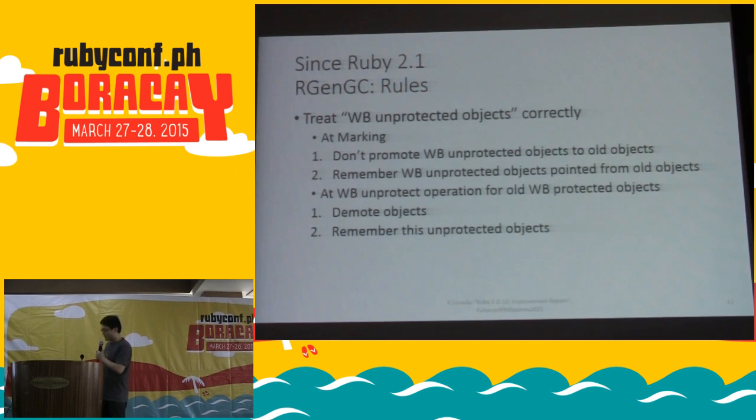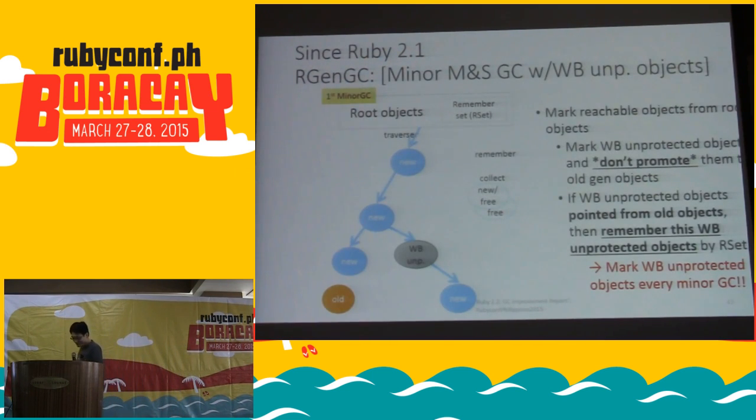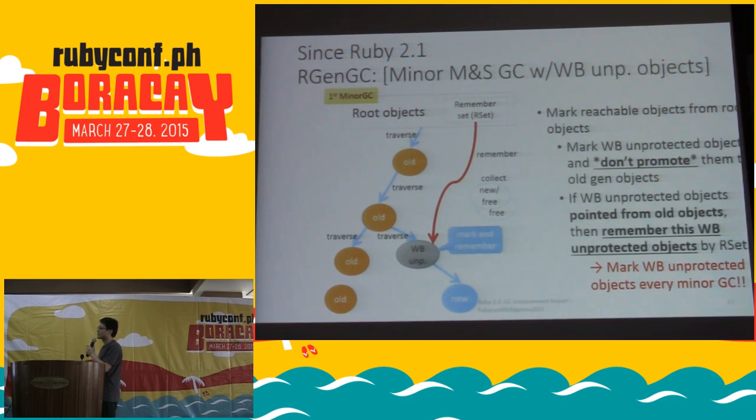I will skip some details, but we introduce several rules. It works. Maybe you are using Ruby 2.1 or Ruby 2.2, and maybe you know it works. So maybe this theory doesn't include any bugs. If we find a write barrier unprotected object referred from an old object, we remember that unprotected object and mark from this object at every minor GC. So it works fine.